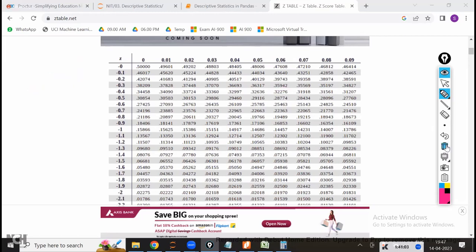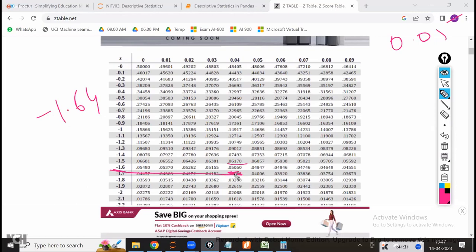Let us try one more. I want the probability of 0.05. This is my required probability. Then where is that one? 0.05, 0.6555. Yes. So what is that one? Minus 1.64. For minus 1.64, you are going to get 0.05.